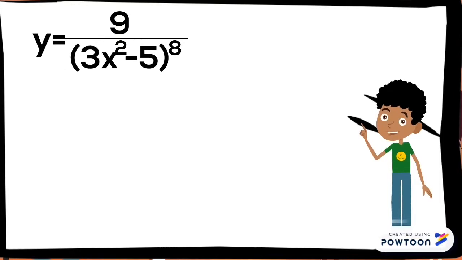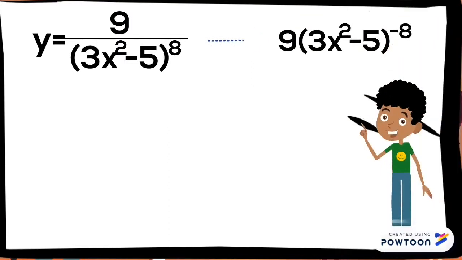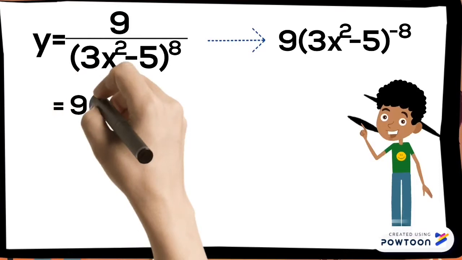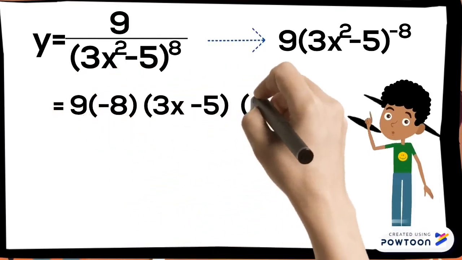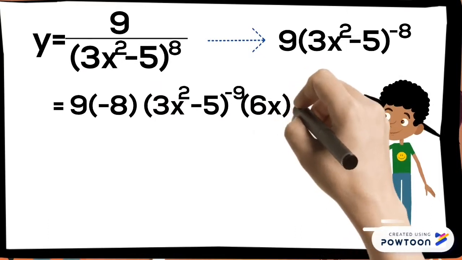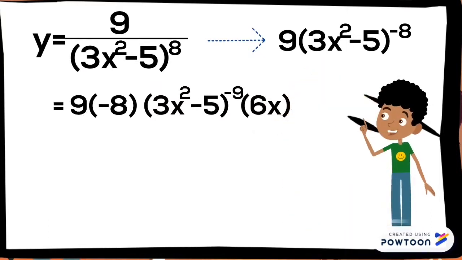Use chain rule. Like what Tuesday has said, it will be easier to solve if we rewrite the function as 9 times the quantity of 3x squared minus 5 raised to the power of negative 8. Write 9, set aside, and follow with the chain rule. Bring down negative 8, copy 3x squared minus 5 and subtract 1 to the exponent negative 8. Negative 8 minus 1 is equal to negative 9. Times the derivative of the inside, the derivative of 3x squared minus 5 is 6x.